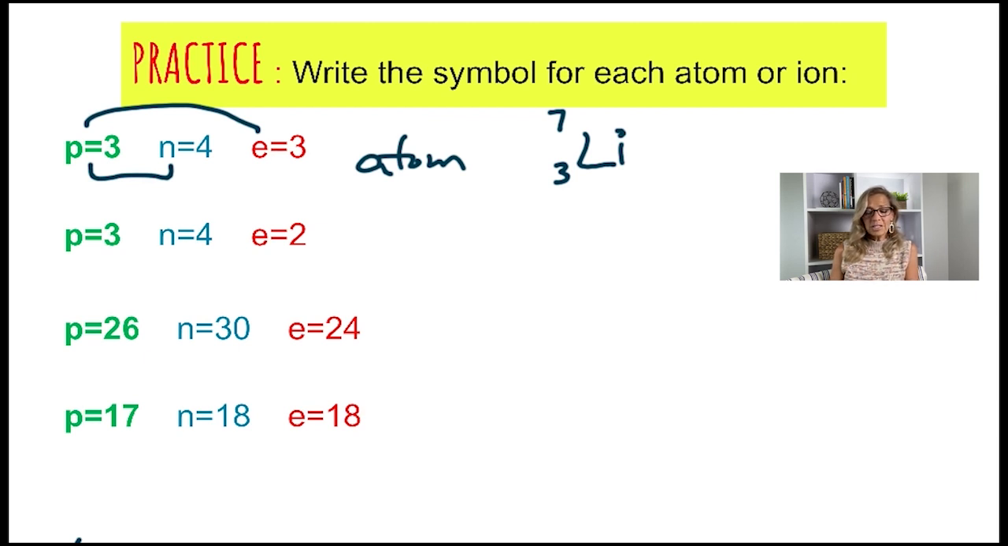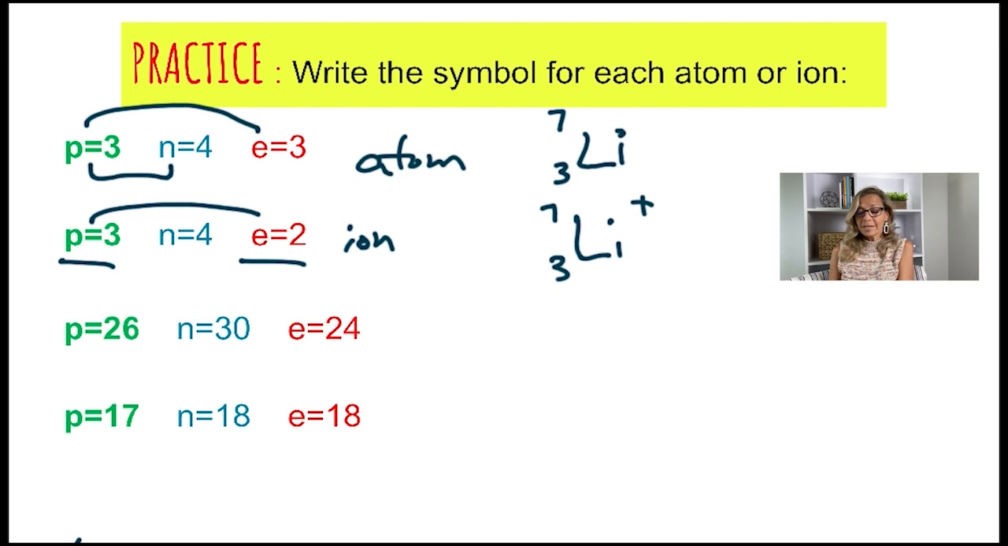All right, now the next one, I've got 3 protons. Oh, it's lithium again. Okay, so compare the protons and electrons. They are not the same. So this is an ion, lithium ion. So my 3 goes there. I still have a mass number of 7. Now, how do I determine the charge? 3 positive particles, only 2 negative particles. So my net charge is +1. So that was +3 minus 2 equals +1. Okay, so the charge of that lithium ion is +1.